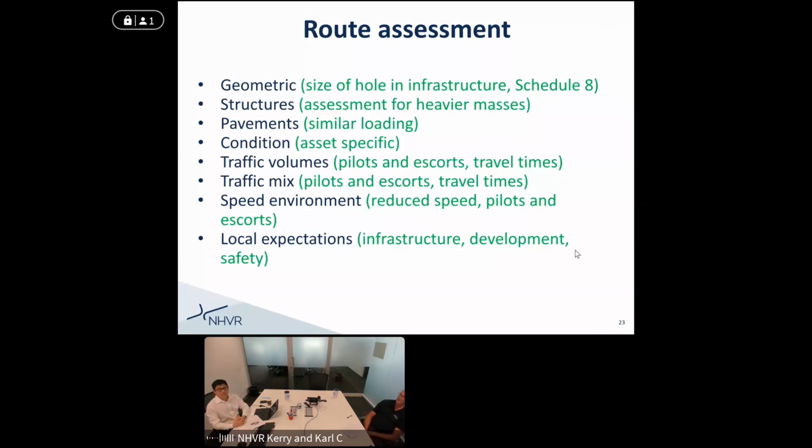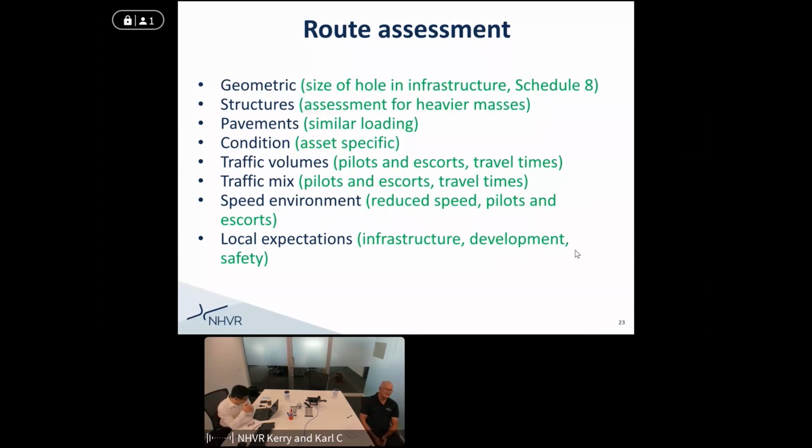But then you've got pilots and escorts which help control whatever traffic volumes you need. So basically for oversize, over mass, pilots and escorts come in if you're over 3.5 metres wide or over 26 metres long. That is when you start using pilots and escorts. There's all sorts of controls over that. Now the traffic mix, again, your pilots and escorts, your travel times can be used to control them. So in the speed environment, you may be operating at a reduced speed, which again, pilots and escorts are required.